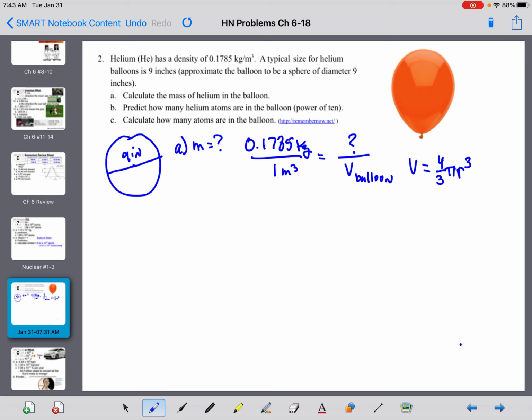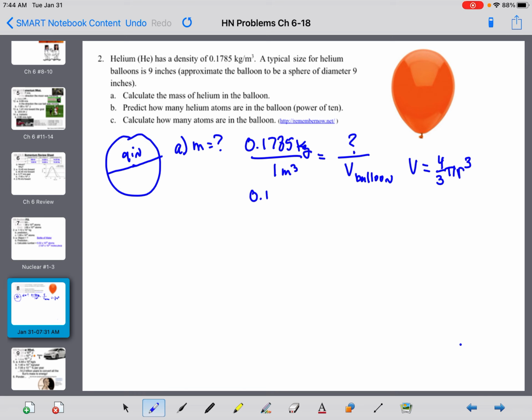So our diameter is 9 inches. We're going to have to divide those inches in half to be able to get the radius. And then we're going to have to convert those inches into meters. So 4.5 inches multiplied by 2.54. That's how many centimeters are in an inch. That gives us 11.43. And then move that decimal place 2 places. That's going to give you what the radius is.